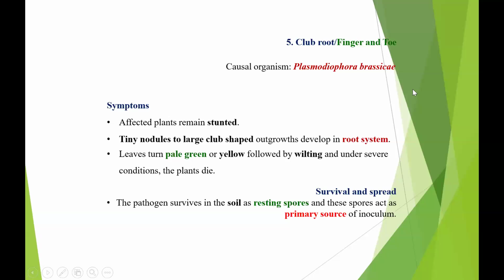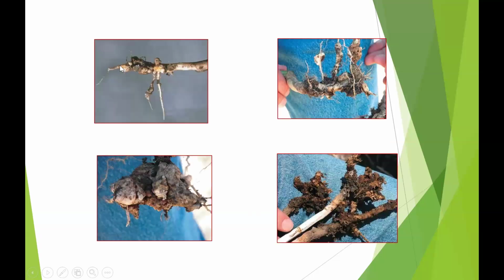Clubroot or finger and toe disease caused by Plasmodiophora brassicae. Symptoms are plants are stunted, tiny nodules to large club-shaped outgrowth in roots. Leaves are pale green or yellow, followed by wilting. And survival is in soil as resting spore, and this acts as primary source of inoculum. These are the symptoms. It looks like finger and toe, so they have named it as finger and toe disease.